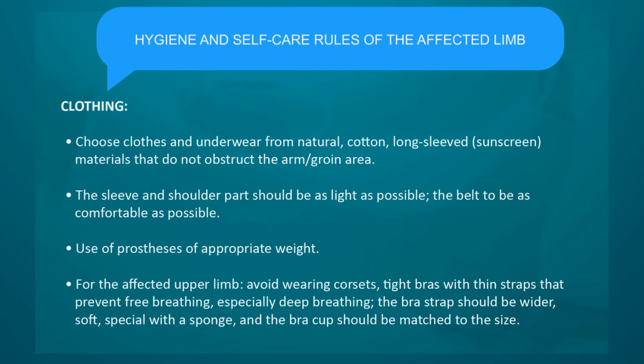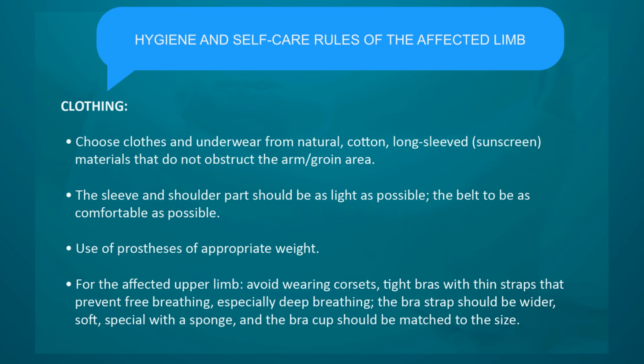Hygiene and self-care rules of the affected limb. Clothing. Choose clothes and underwear from natural, cotton, long-sleeved, sunscreen materials that do not obstruct the arm-groin area. The sleeve and shoulder part should be as light as possible, the belt as comfortable as possible. Use prostheses of appropriate weight. For the affected upper limb, avoid wearing corsets and tight bras with thin straps that prevent free breathing, especially deep breathing.